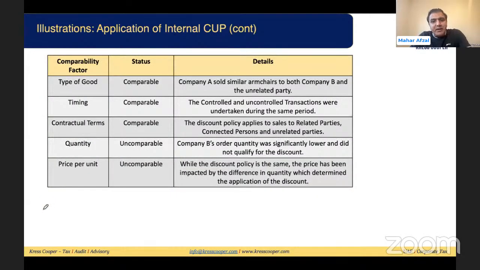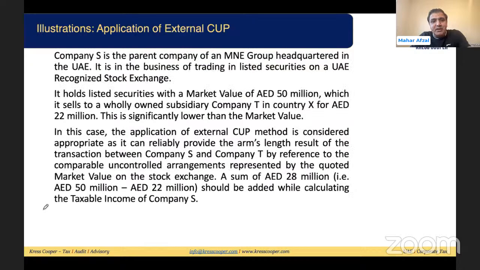So for application of the internal CUP, we need to consider the type of the goods, timing, contractual terms, quantity, price of the goods, just to make sure. In case of the external CUP, again, this is an example of the external CUP. The price at which the security is being sold to the related party is different, and the price at which it is being sold to the third party is different. It will be required to make an adjustment. As I mentioned earlier, the market price, and based upon the internal CUP, if the circumstances are the same, the same price should be charged to the related party as well.